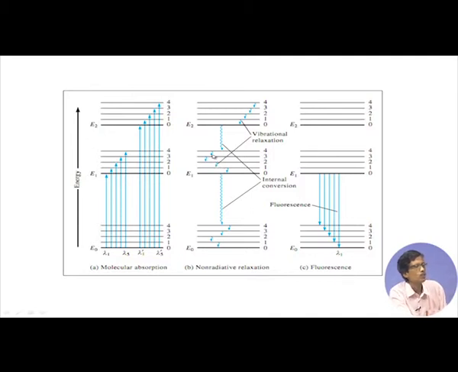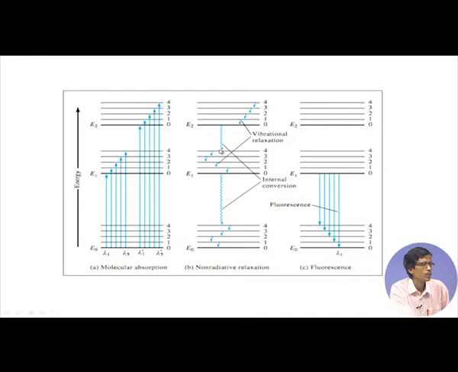So, these small step jumps we call the vibrational relaxation. When we have this vibrational relaxation, all these species will come down. Even if we excite to the V4 level, through vibrational relaxation it will come to the V0 level. So, that particular level is very important.